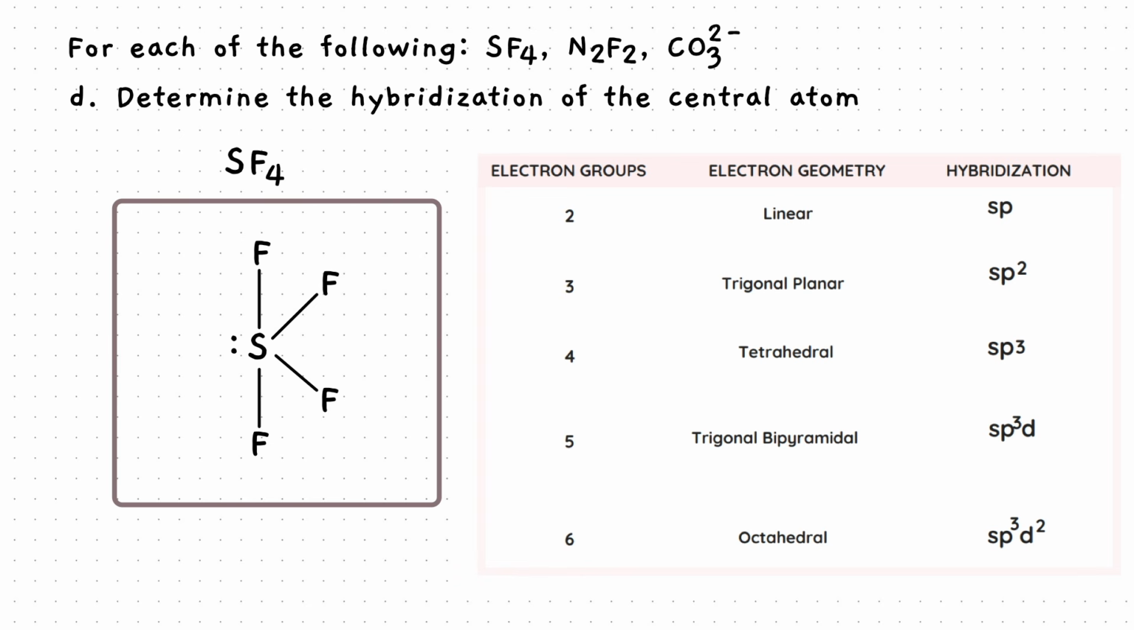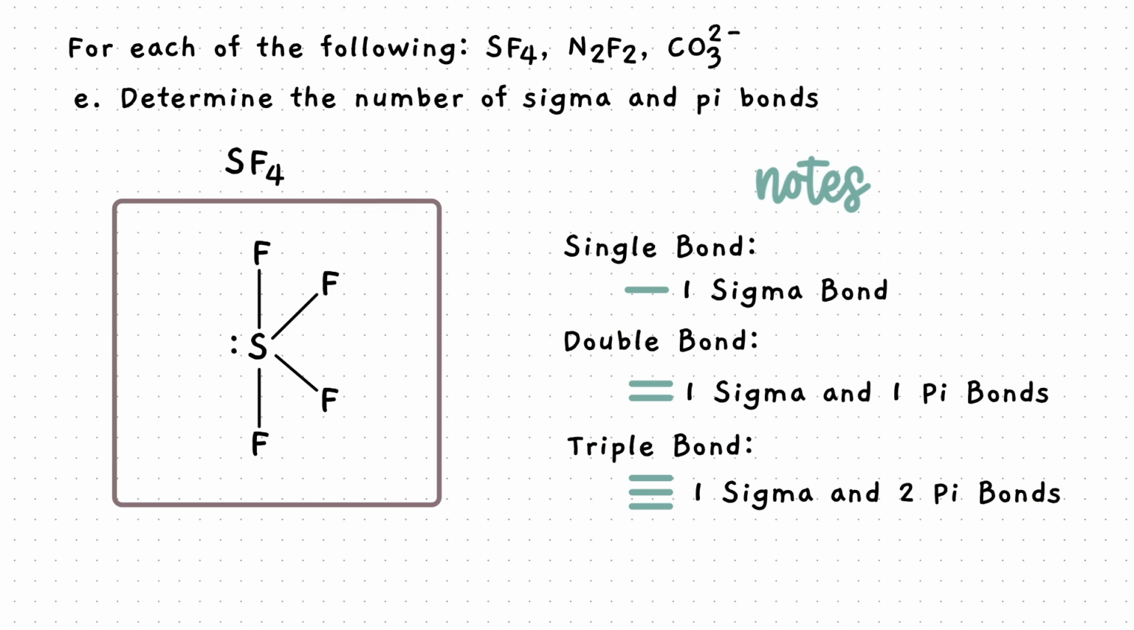Part D, hybridization. We need the electron geometry to figure this out. The hybridization of the central atom is sp3d. Part E, sigma and pi bonds. Recall a single bond consists of 1 sigma bond. So since there are 4 single bonds, we only have 4 sigma bonds.